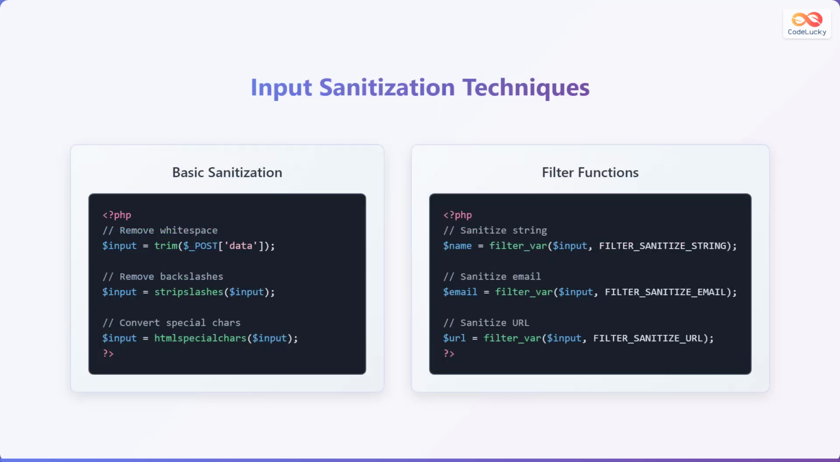Now let's discuss input sanitization techniques. First, you can use the trim function to remove any white space from the beginning or end of the input. Then the stripslashes function, which removes backslashes. Finally, the htmlspecialchars function converts special characters to HTML entities, preventing HTML injection. Alternatively, you can use filter functions like filter_var with FILTER_SANITIZE_STRING to sanitize a string. Similarly, use filter_var with FILTER_SANITIZE_EMAIL to sanitize email, and filter_var with FILTER_SANITIZE_URL to sanitize URLs.